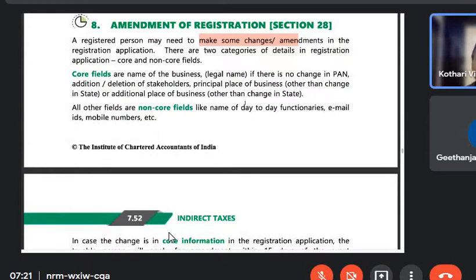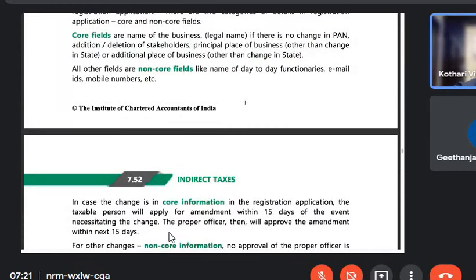Apart from these fields, if you are changing anything else, then that is non-core field, like email address, mobile number, etc. So if you are changing the mobile number, you are changing the email address, then you need to go and make amendment in the non-core field. Non-core field amendment is automatic. Core field amendment requires the approval of the proper officer.